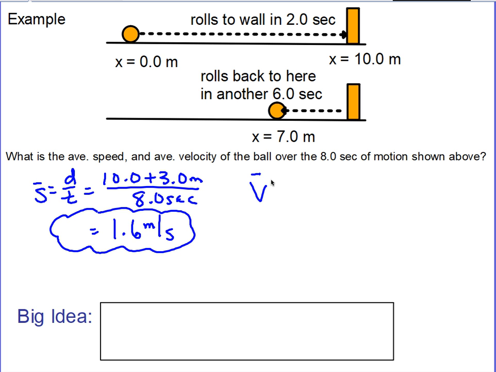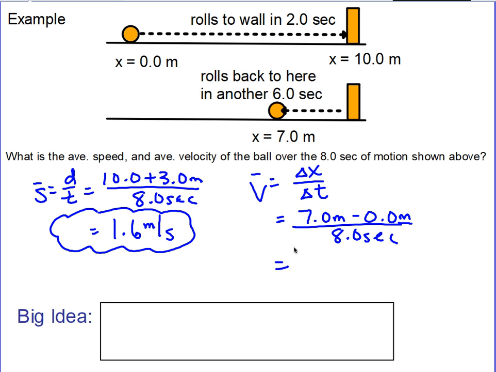Now, average velocity: displacement over time. Let's see, I started at 0, hit 10, come back to 7. Doesn't matter the path that it takes. The displacement was 7 meters in the positive direction. I'll put that 0 in here just for completeness' sake, but the displacement is 7 meters in the positive direction. Time is still 8 seconds. And so we get an average velocity of 0.875. Let's just go ahead and round that to 0.88 meters per second. And again, that's positive because the displacement was in the positive direction. Okay? And so there we go.